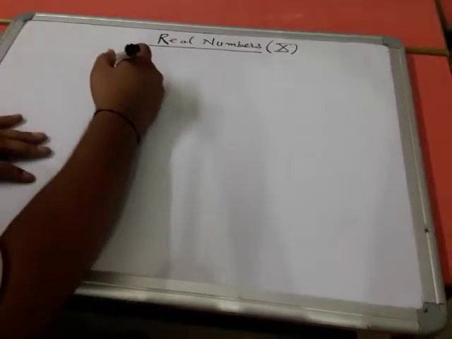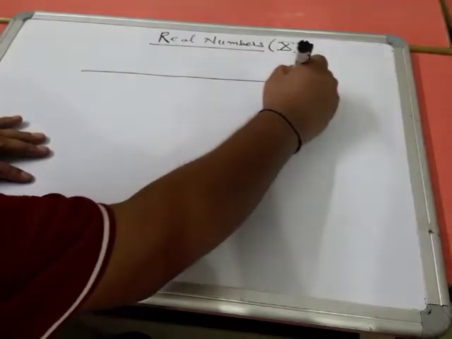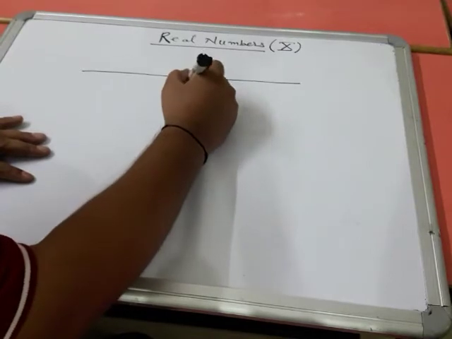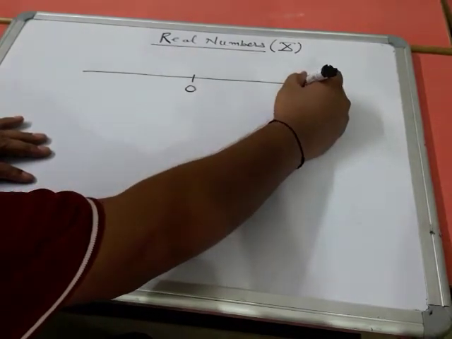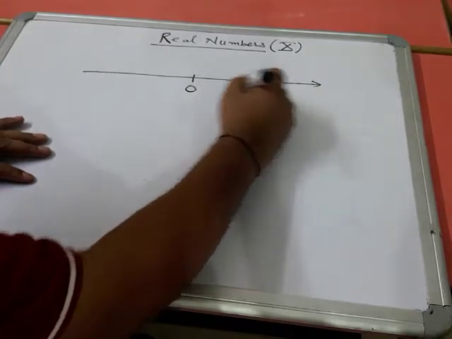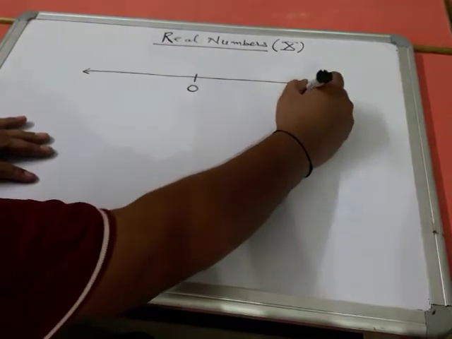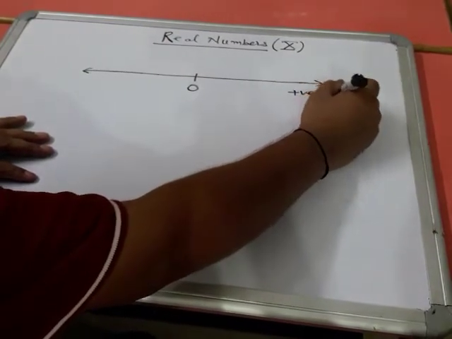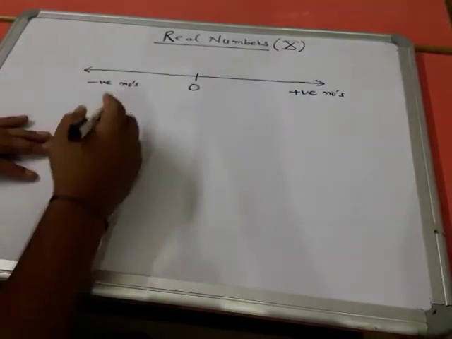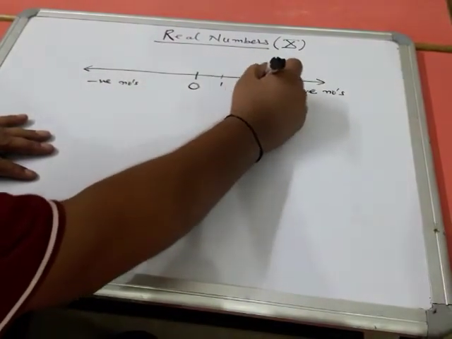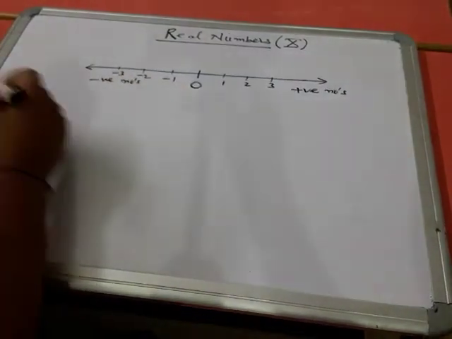Any number which can be represented on a number line is a real number. We have already studied about the number line. On the right side of the zero, there are positive numbers, and on the left side of the zero, there are negative numbers. Suppose 1, 2, 3, and here -1, -2, -3, and so on.